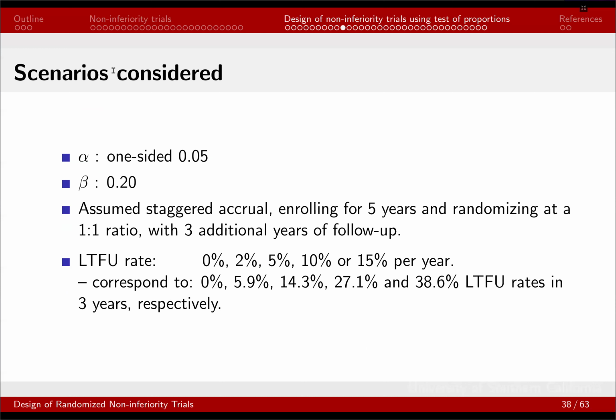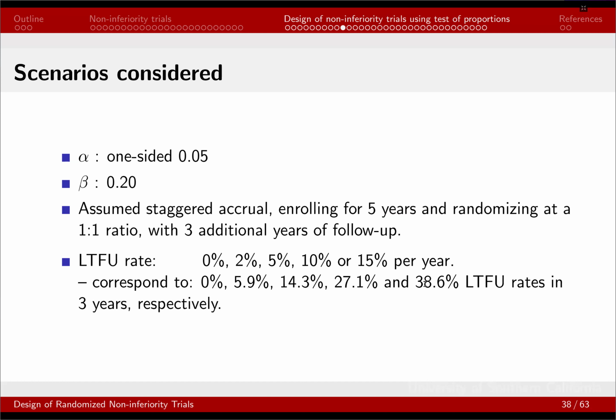We considered a wide range of scenarios. We set alpha at one-sided 5%, beta at 20%. We assumed staggered accrual, and the trial is assumed to enroll for 5 years, randomizing in a 1-to-1 ratio, and we assumed 3 additional years of follow-up. For the loss to follow-up rate, we assumed 0% up to 15% per year. This would correspond to up to 40% loss to follow-up within 3 years.